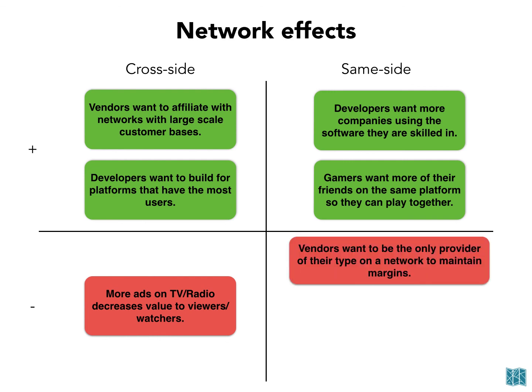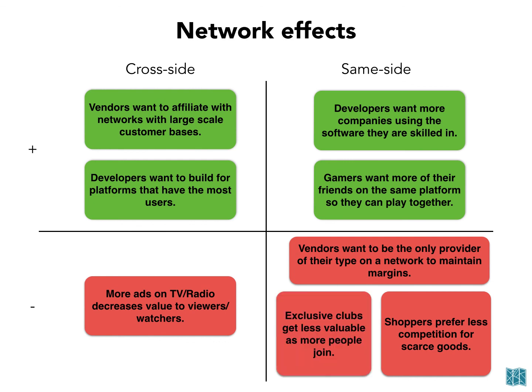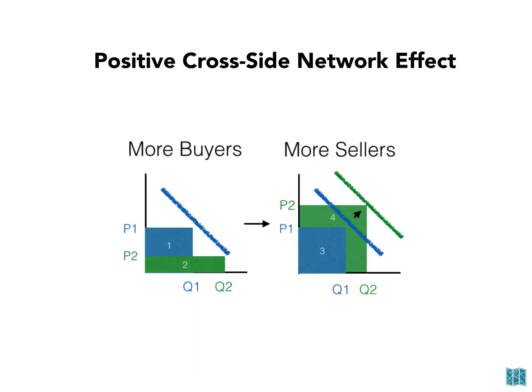And very commonly on the negative side, vendors want to be the only provider of their good or service in the platform so that they can maintain high margins with less competition. Similarly, if goods are scarce, shoppers prefer less competition, so they have a higher likelihood of attaining those goods. And another unique example is exclusive clubs that have value based on how exclusive they are, so the value drops as more people join.